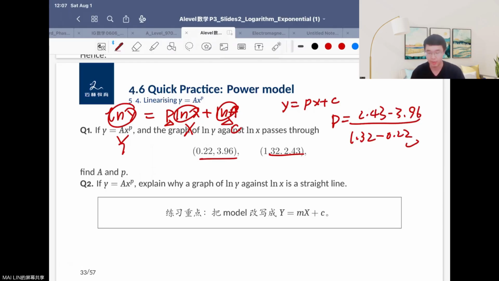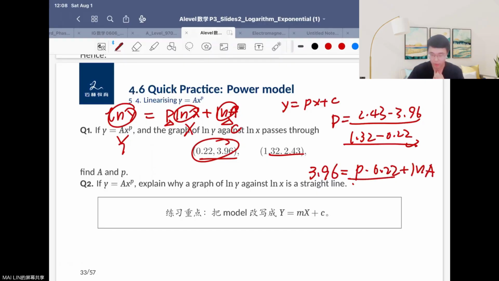If you have p's value, you can put it into the first point here: 3.96 equals p times 0.22 plus log a. Since you already know p, you can calculate the value of a here.